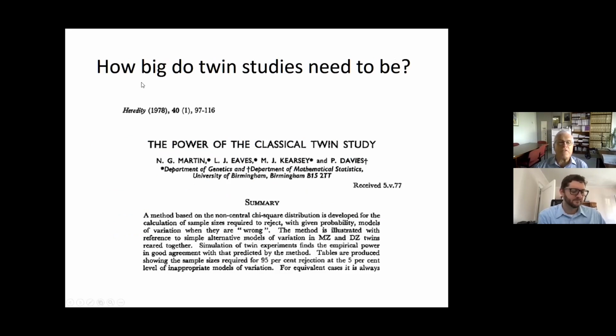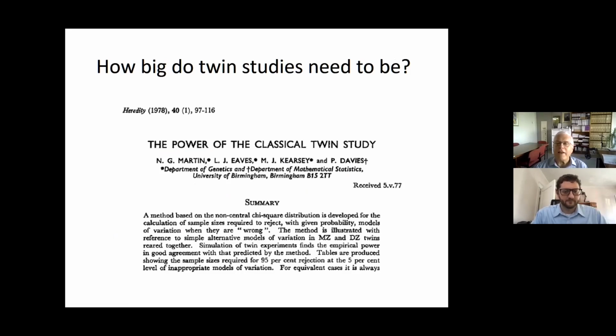So the first of these, how big do twin studies need to be, we address in this paper in 1978, and I have to pay huge homage to my PhD supervisor at the time, Lyndon Eves, and my 2 other colleagues here. I was really, in many ways, just the amanuensis, the annoying gnat, who nagged them until we got the answer out.